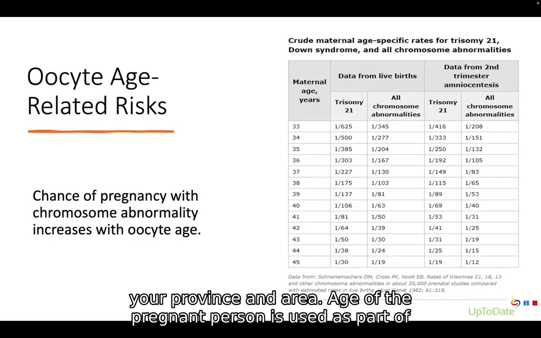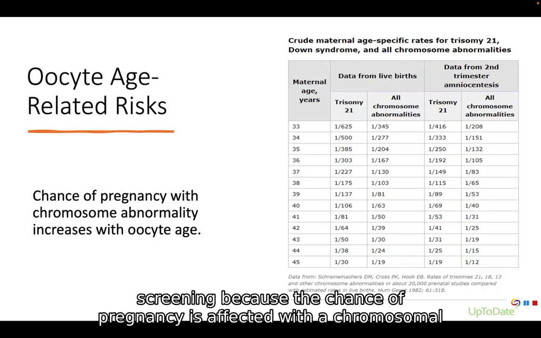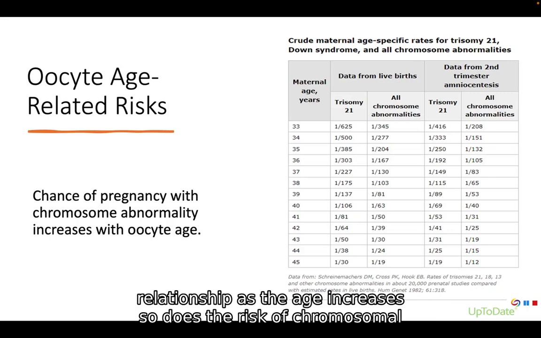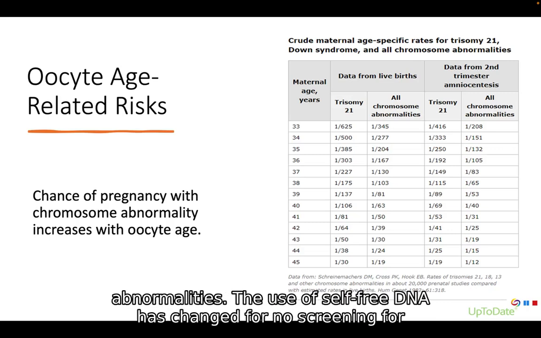Age of the pregnant person is used as part of screening because the chance of a pregnancy being affected with a chromosomal abnormality increases with oocyte age. You can see here that there is a relationship. As the age increases, so does the risk of chromosomal abnormalities.